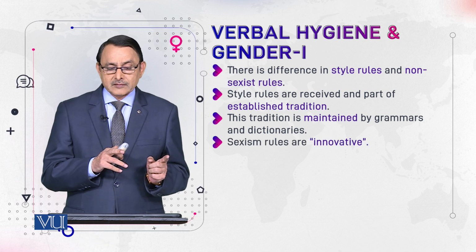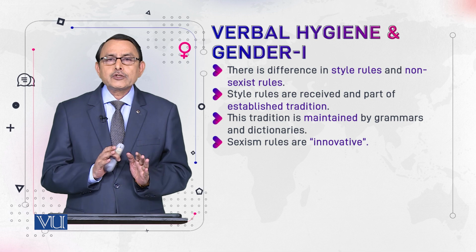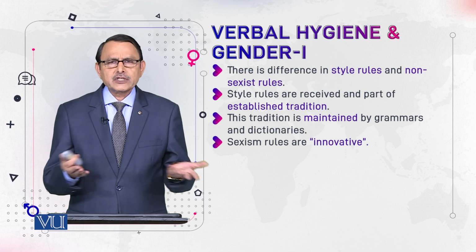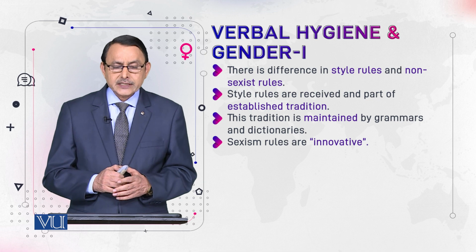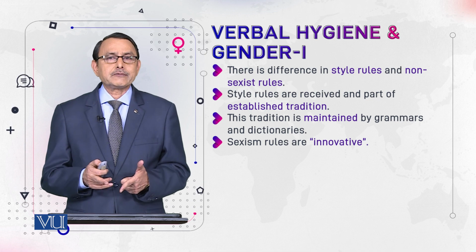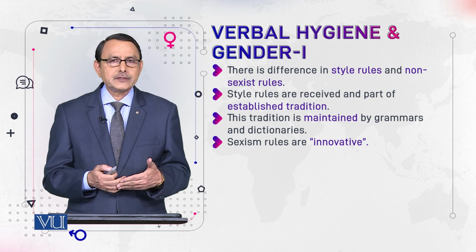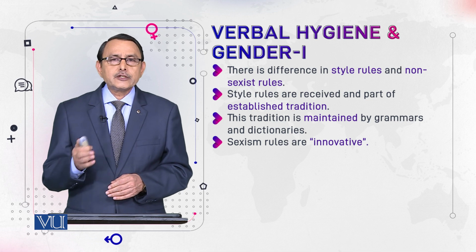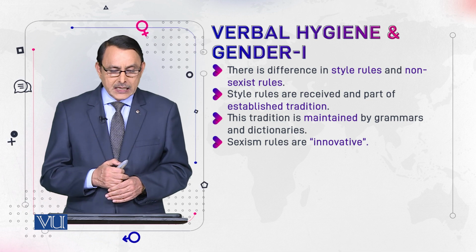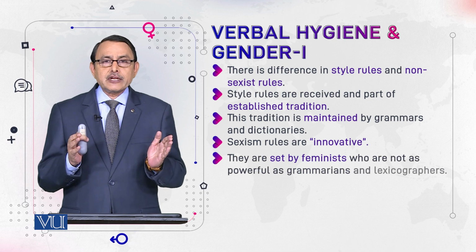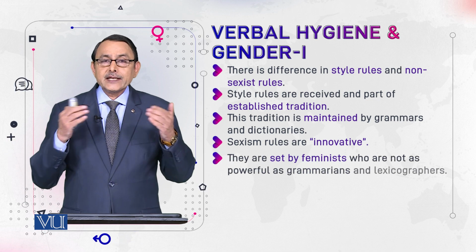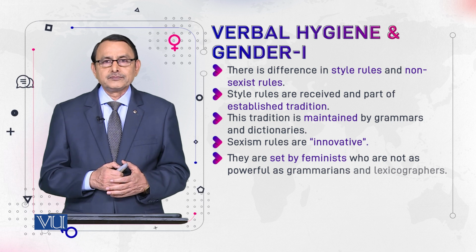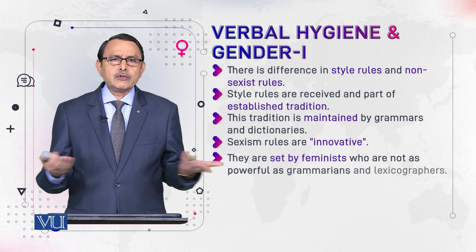Sexism. The language should not show any kind of bias against any gender. This is called sexism. Sexism rules are innovative. They are not received. They are externally introduced. They are introduced by feminists. They are set by feminists who are not as powerful as grammars and dictionaries. Their rules can be violated.